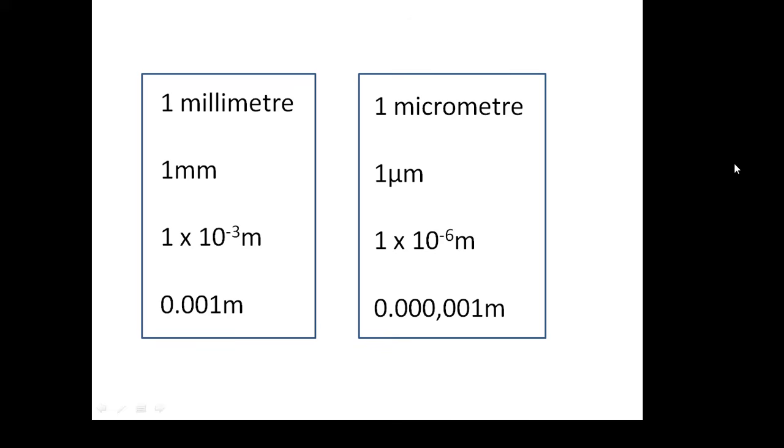You must be comfortable with these units. 1 millimeter, 1 mm, 1 times 10 to the minus 3, 0.001 meters is a millimeter, a thousandth of a meter. A micrometer, 1 µm, that's the Greek letter mu, micro, 1 times 10 to the minus 6. Can you put that on your calculator? 0.000001 meters. A millionth of a meter is a micrometer. You could get calculations involving either of these.